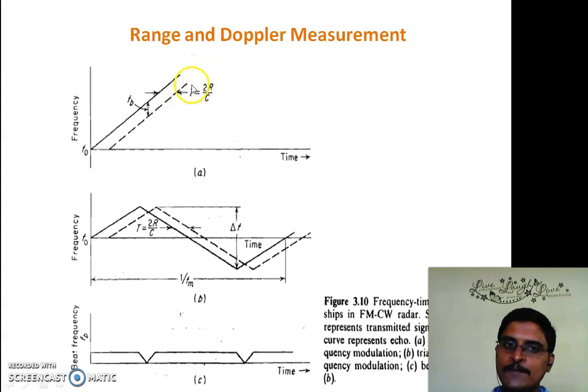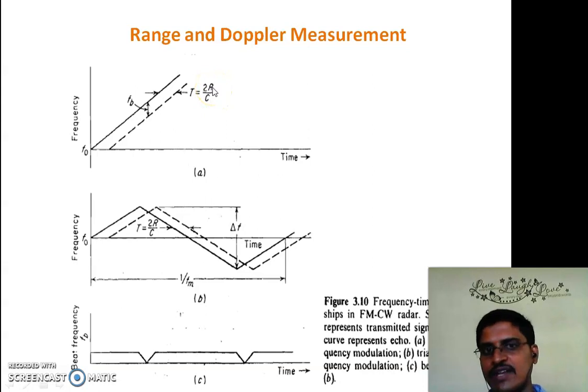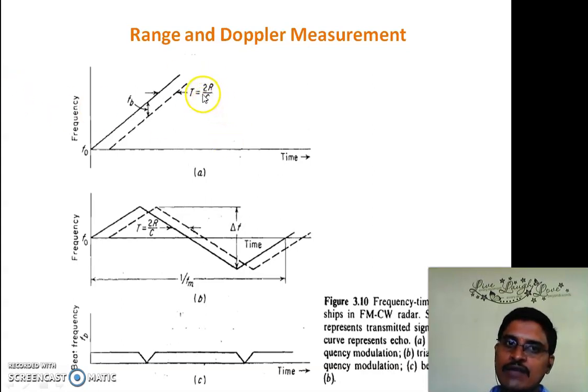How to obtain this T? T = 2R/c. R is the one-way distance between radar and target. The transmitted signal travels towards the target by distance R, hits the target, and returns to the radar by traveling another distance R. So the two-way distance is 2R and the velocity of the wave is c. If you divide the distance travelled by the wave by its velocity, we get the time T.